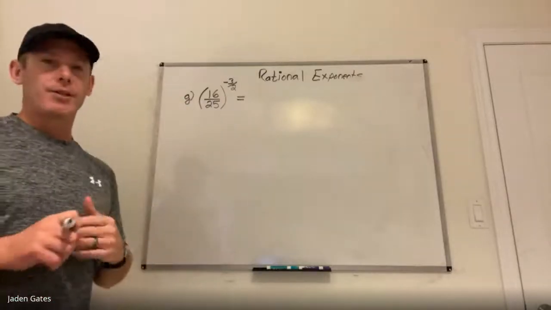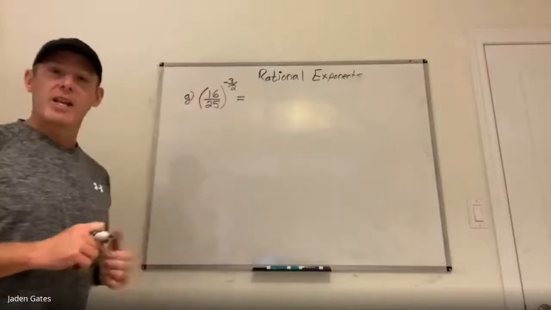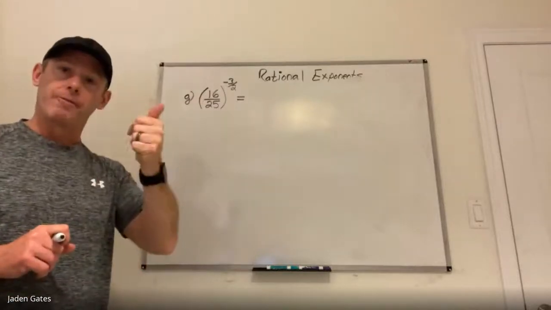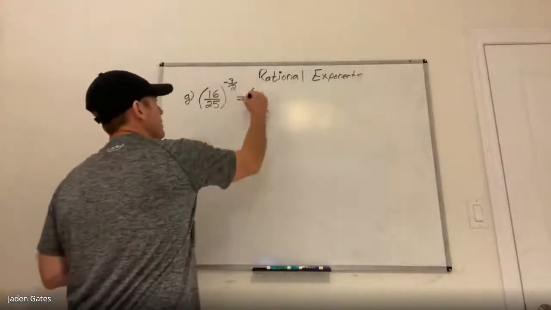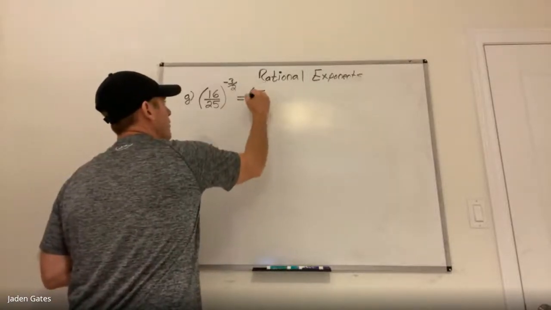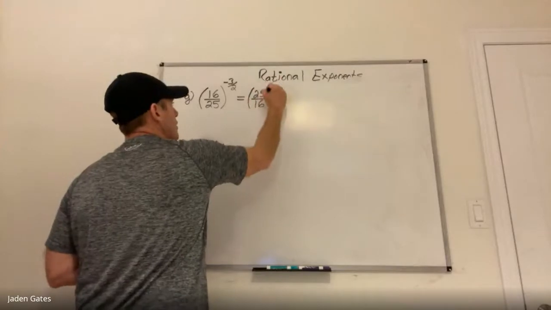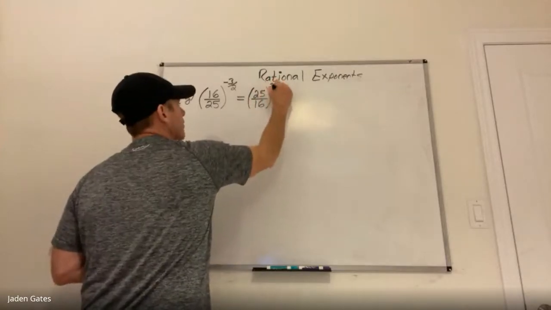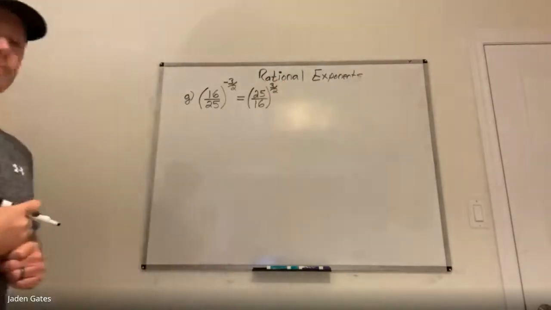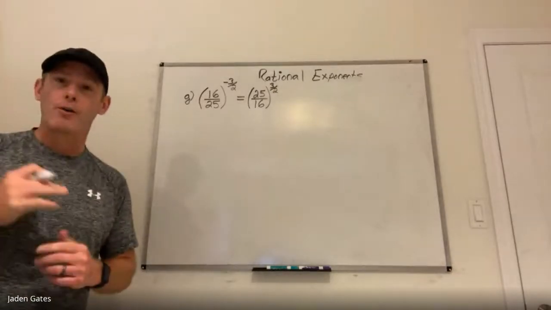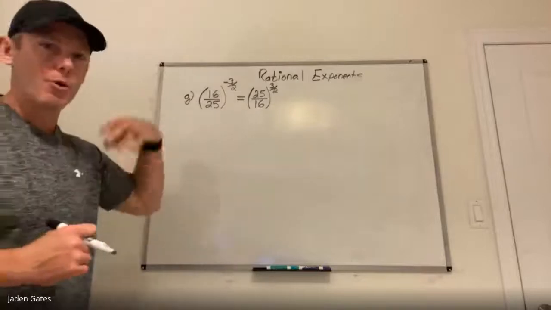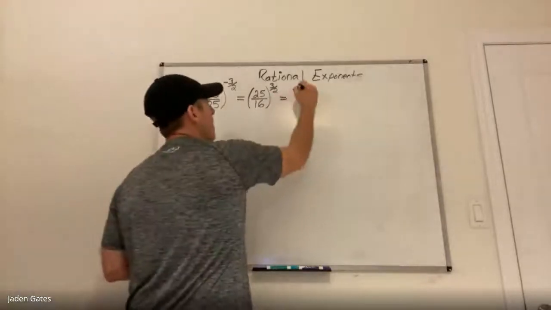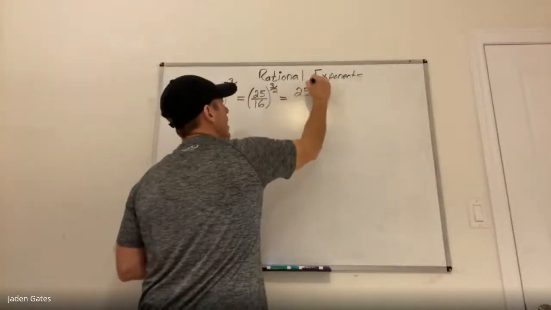But again, this is going to deal with my negative exponent first. I'm going to flip the base and change my exponent to a positive. So instead of 16 over 25, I've got 25 over 16, with my exponent changed to a positive. All right, there's the negative part of the exponent taken care of. Now, again, I'm going to use the expanded power rule. I'm going to apply that exponent to both my numerator and my denominator.